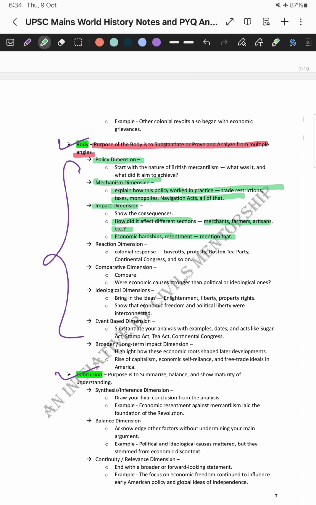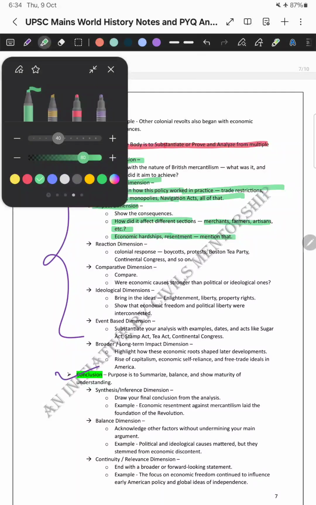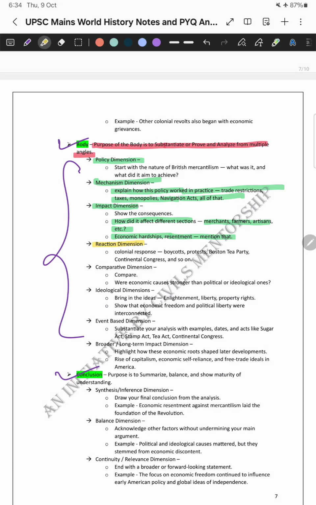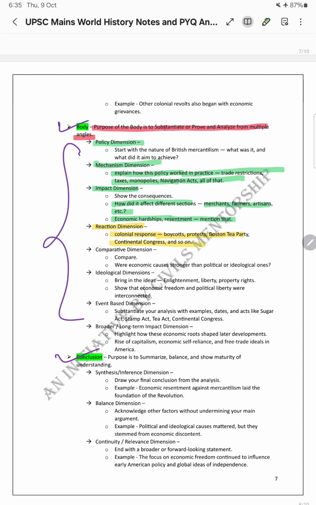Next comes the reaction dimension. Now what does this mean? Reaction dimension is obviously something going against us. The system is against us. So that means I need to revolt or I need to react. So this is all about the reaction dimension. It is nothing but the colonial response, whatever responses they have given, like boycotts, protests, Boston Tea Party, Continental Congress, and so on. So all these things we can mention under the reaction dimension.